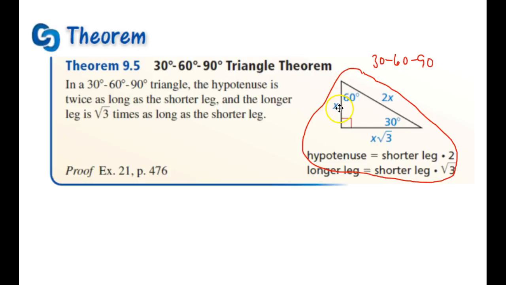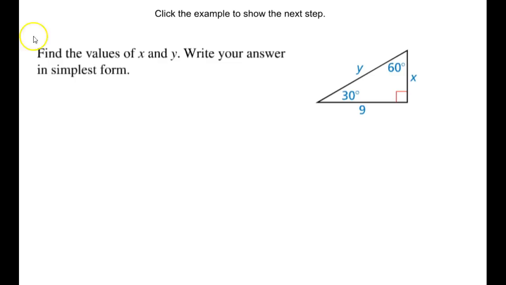The hypotenuse is going to be that 2x. We're going to multiply the short leg times 2 to get the hypotenuse. And the long leg, I take the short leg times the square root of 3. So this needs to be in your notes. You need to reference this often. Okay, so now here we go. We're going to find the values of x and y and then write our answer in simplest form.